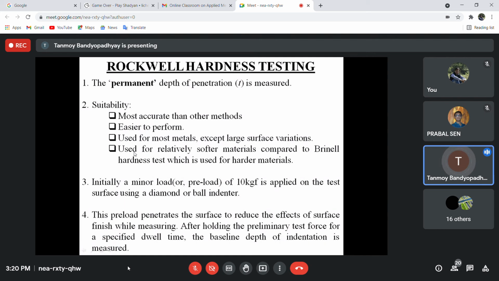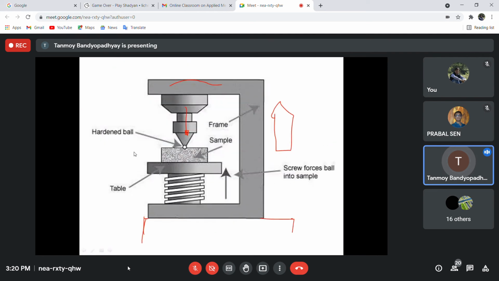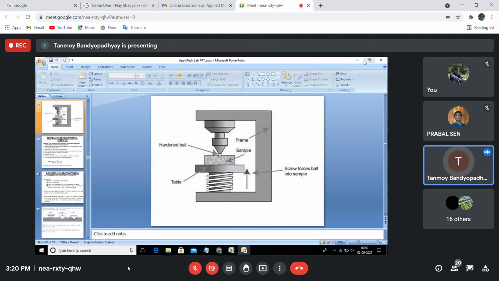So I am not going about the Rockwell hardness today. This is the first class. So at least in the next class I will finish Rockwell and take up another chapter.